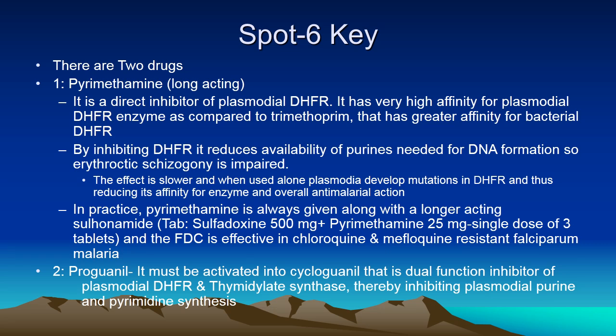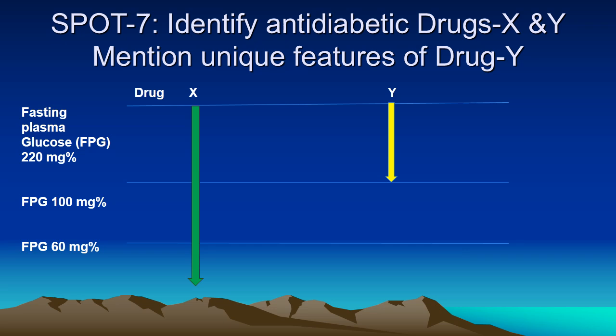It is always used along with other anti-malarial drugs. A sulfonamide, usually sulfadoxine, is used. Mefloquine or atovaquone have also been used in combination. The second drug is proguanil, a prodrug converted into cycloguanil, which is a dual function inhibitor of the plasmodial enzymes dihydrofolate reductase and thymidylate synthase. Thereby it inhibits plasmodial purine and pyrimidine synthesis. So the answer is pyrimethamine, but it can also be proguanil.